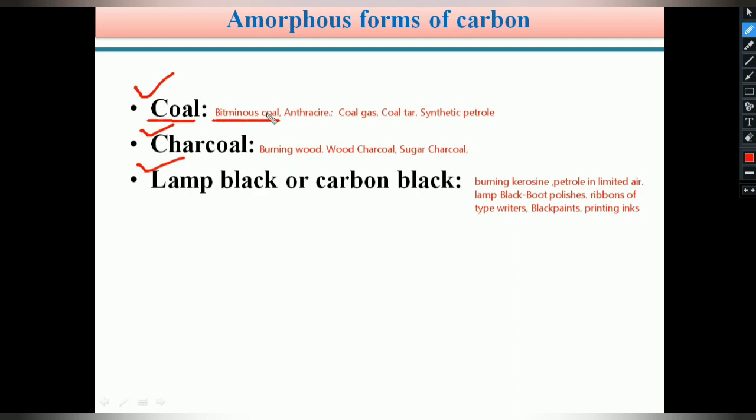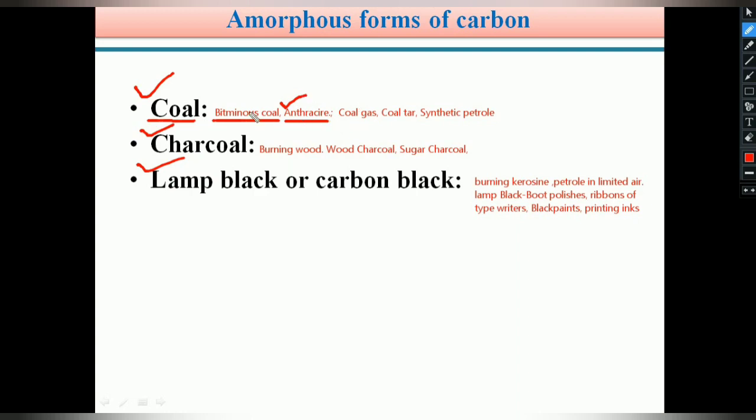The pure form of coal is anthracite. This anthracite coal, on burning, gives a non-smoky flame. So burning with high energy, but no smoke is observed when you burn anthracite coal. This is the pure form of coal.